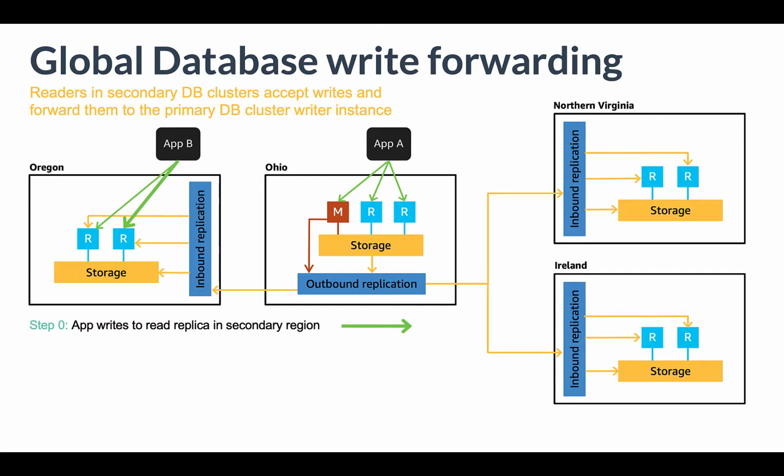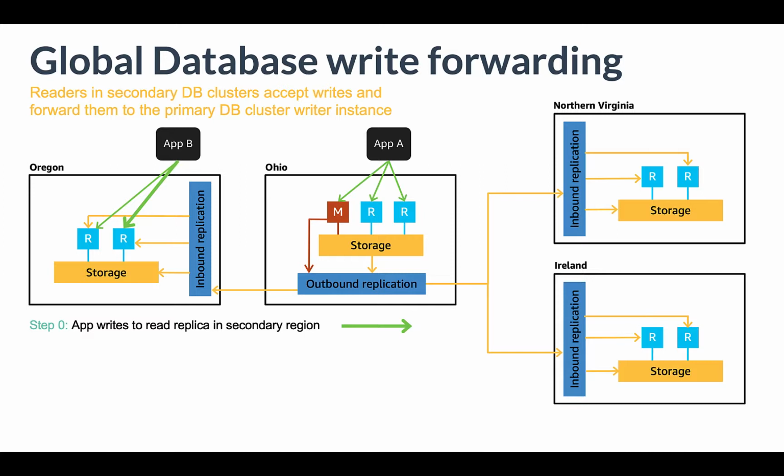Let's see how write forwarding works in action. So we have the same setup. Primary region is Ohio, and we have three secondary regions: Oregon, Northern Virginia, and Ireland. We have app A, which is our primary region app, and we have app B in the secondary region, where it wants to do some writes. After we enable the write forwarding feature in the secondary region, the replica in the secondary region can now accept reads and writes from the application using the same endpoint.